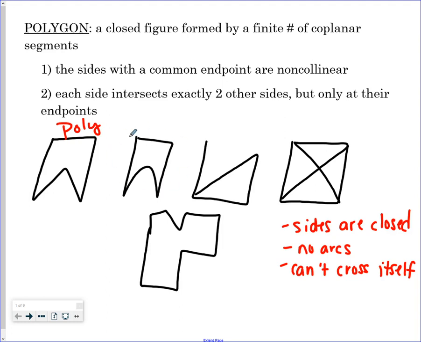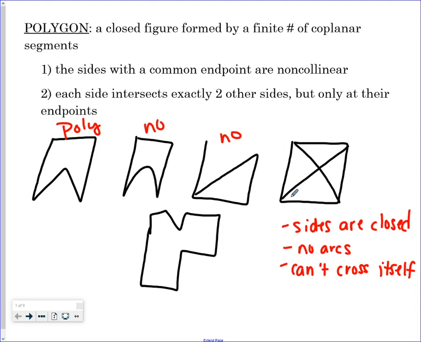Are the sides closed? Yes. Are there any arcs? So that means no, right? Because that's not a straight, hard line because it's a smooth curve. It's not a polygon, or no, or something that makes sense to you, okay? Is it closed? No. So done. You guys get that's an open shape, so that doesn't work.